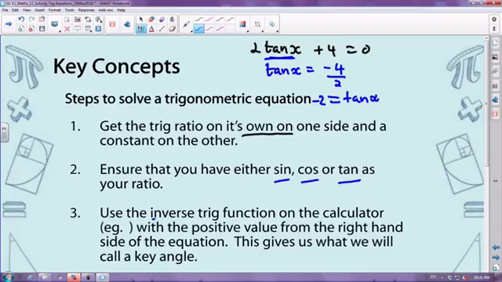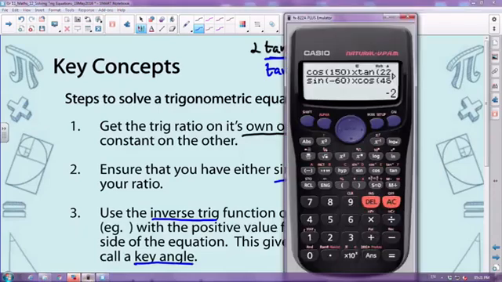Use the inverse trig function on the calculator with the positive value from the right-hand side of the equation. This gives us what we call a key angle. So in other words, I am going to work out a key angle by saying shift tan of 2. Then this is our reference angle. So this is what it means.